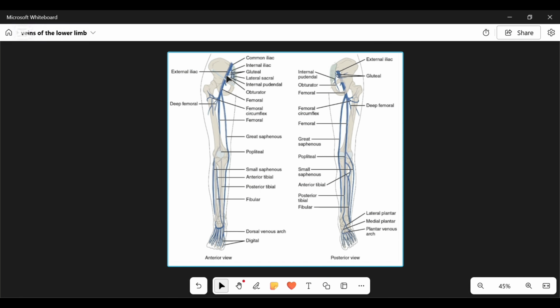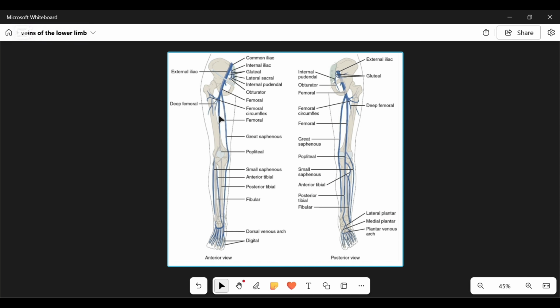The external iliac vein, as it passes behind the inguinal ligament, is going to give us the femoral vein, and the femoral vein gives us many branches, some of which are the deep femoral, the femoral circumflex branches, and then we also have the great saphenous. Now the great saphenous vein is going to continue on the anteromedial side of the thigh and the leg. It goes posterior only behind the medial condyle of the tibia, and then goes back to the anterior side of the leg, and it goes into the dorsal venous arch on the medial side, anterior to the medial malleolus.